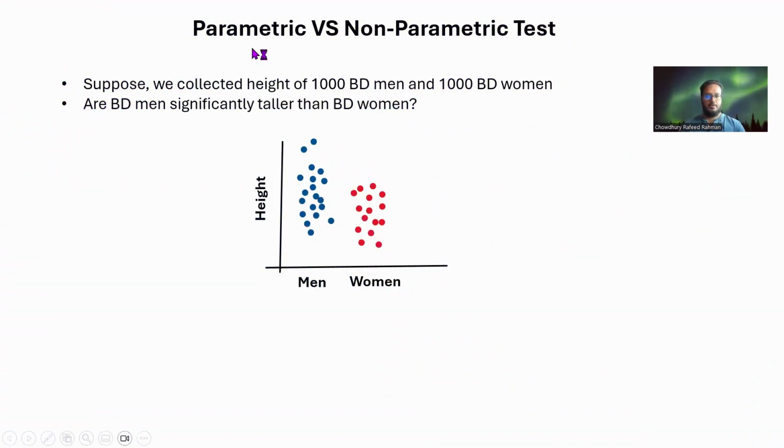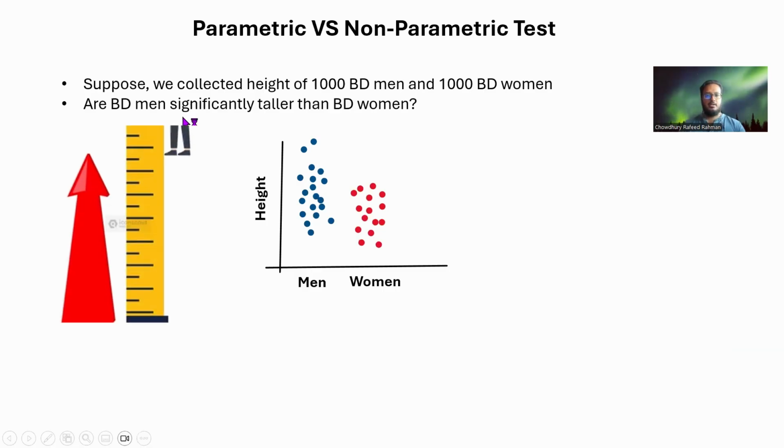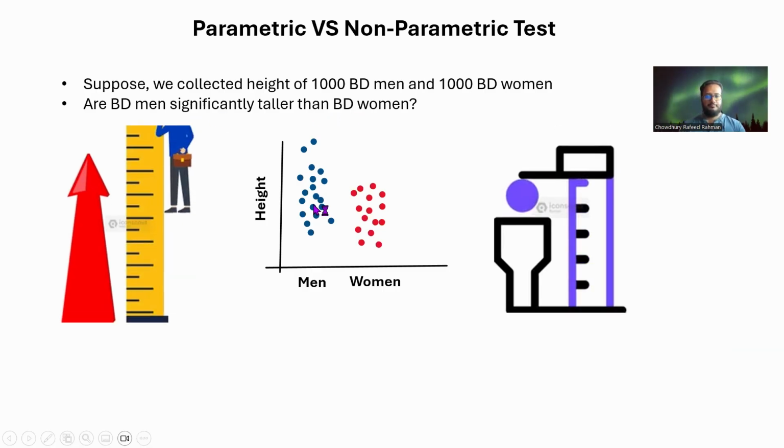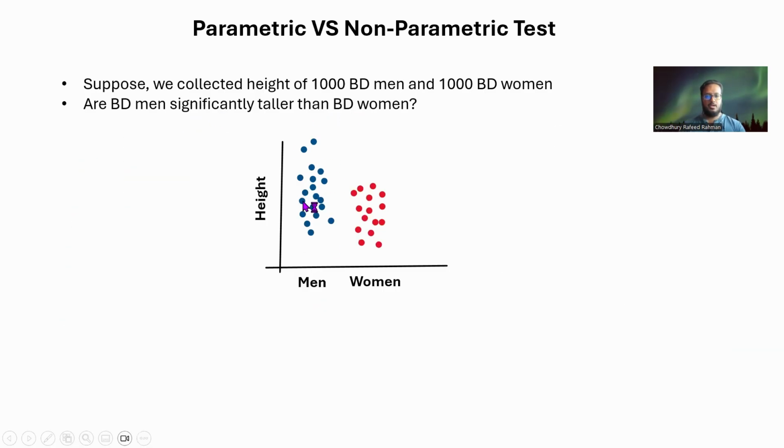So let's start with parametric versus non-parametric. Let's take the simple problem that we took in the previous video. Suppose we collected height of 1000 Bangladeshi men and 1000 Bangladeshi women. The question is, are BD men significantly taller than BD women? And then maybe this is the data. You have the data of men right here, the height, and the data of women right here. So what is the parametric approach here?